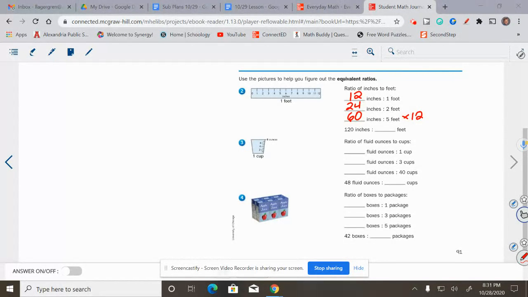And then this would be 10 feet, and that could be a variety of ways. I could divide it by 12, or I could just kind of double that answer. 60 times 2 is 120, 5 times 2 is 10.